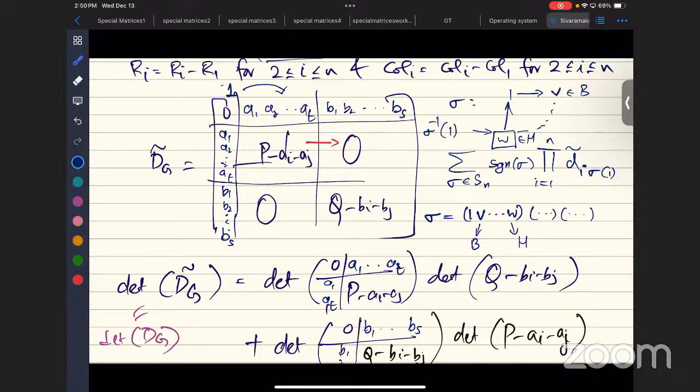Then such a sigma will not contribute. Why? Why will one of the terms be 0? So sigma of 1, the image of 1, is in B, then the image of that vertex maybe is in B, okay. But at some point sigma inverse of 1 is in H. So at some point you should have gone from some vertex of B to some vertex of H.